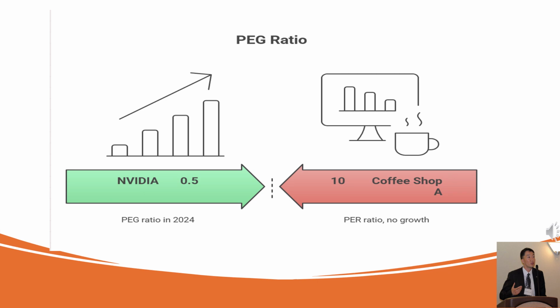To wrap up, PER tells you how many years it takes to break even. PEG tells you if that price is fair once you factor in future growth. So don't stop at PER. Always check PEG. It might completely change how you see a stock's value.